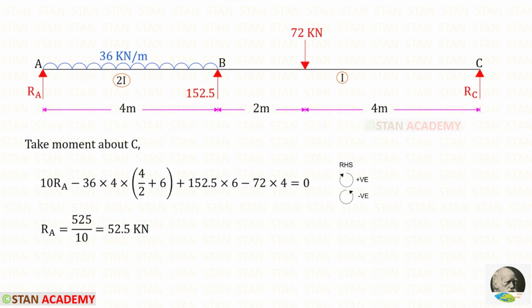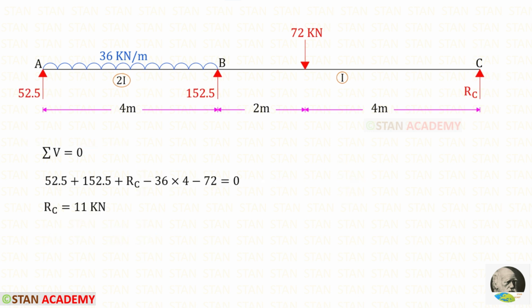Now let us take the original beam. By taking moment about C, we can find RA. For RA, we will get 52.5 kilonewton. By applying this rule, we can find RC. For RC, we will get 11 kilonewton.